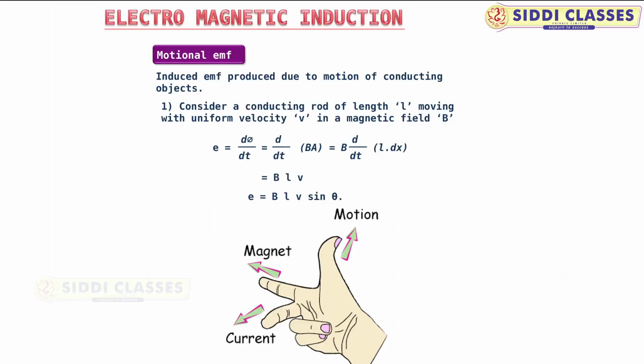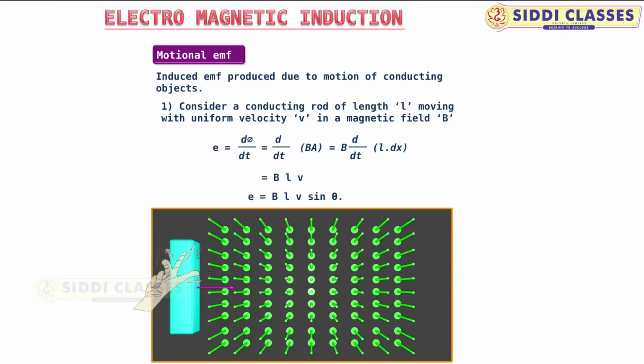According to this rule, if we arrange three fingers of our right hand mutually perpendicular to each other as you are seeing in the figure, the forefinger indicates the direction of magnetic field, the thumb indicates the direction of motion of the conductor, then the middle finger indicates the direction of electric current in the conductor. Now in this case, the magnetic field is into the board. The conductor is moving along this direction. Therefore, the current will move in the rod along this direction, that is from Q to P.